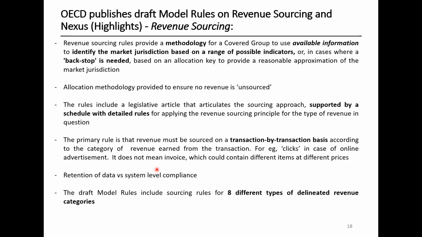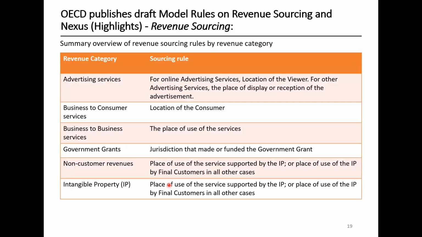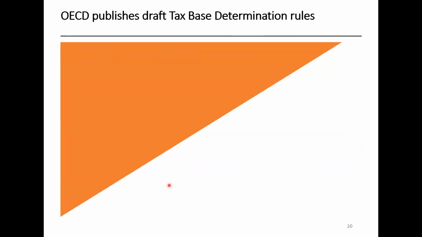In various cases, different parameters have been set. This is an illustrative example I'm using to drive home the point. The intention is to not retain data at an itemized level, but more to assess the requirement at a system level, or the compliances in terms of checks and balances that the system has. There are 8 different types of delineated revenues. I will not go into the items. I will share the slide deck and you can go through this.